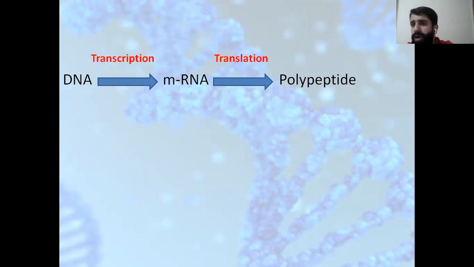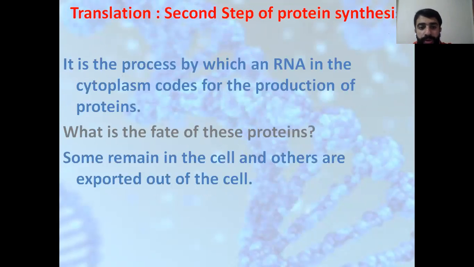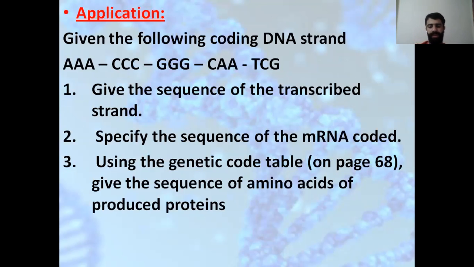But we have to move from polypeptide to the protein. This is by the process of translation. Translation is the process by which the RNA in the cytoplasm codes for the production of proteins. A chain of amino acids of fewer than 52 amino acids is called a polypeptide. More than 52 amino acids is, if you remember, a protein. What happens to the protein? Some of them remain inside the cell, while others are exported out of the cell. This is a very important application.